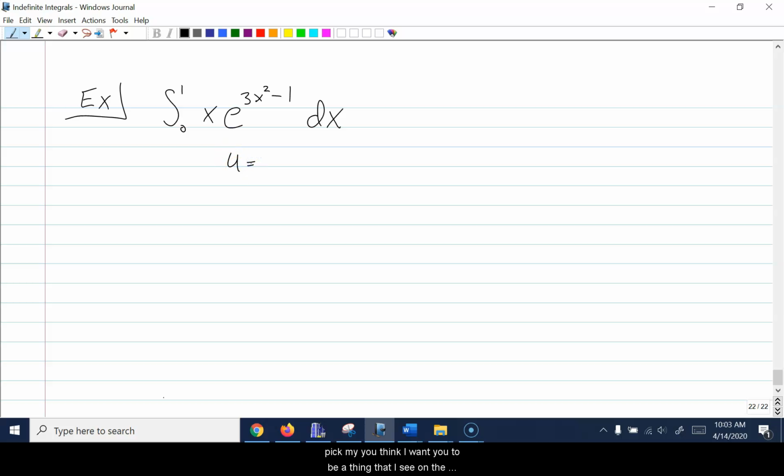I want u to be a thing that I see on the inside, whose derivative I kind of see on the outside. I might first be looking at 3x squared. The derivative of that is 6x. I have an x outside, and the 6 I can deal with myself. Hopefully I've done enough examples that I notice, hey, 3x squared minus 1, that's even better, and the derivative is still just 6x. The minus 1 can hop onto this ride for free. So that's what we'll try for our u.